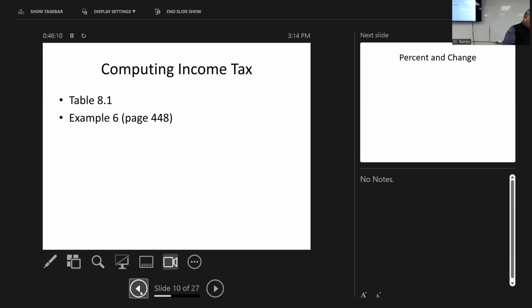It says calculate the income tax owed by a single woman, no dependents, whose gross income, adjustments, deductions and credits are given in the margin of the page, that green box. Use the 2008 marginal tax rate in table 8.1. Okay, this is from 2008. That's 15 years ago.